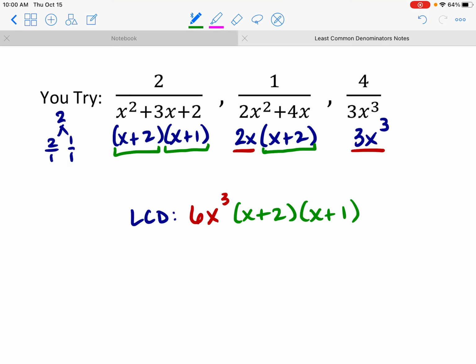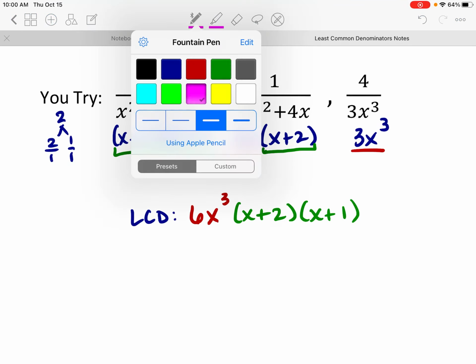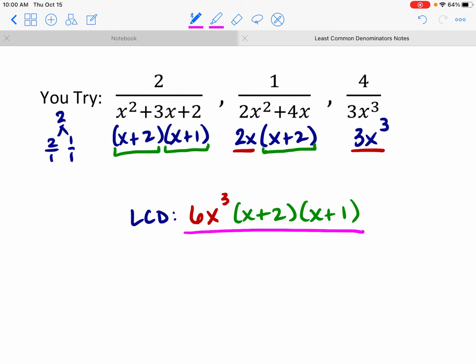Now just to clarify, just to make sure that we're understanding when we're finding this common denominator, remember, this common denominator has to be divisible by each of the denominators above. So if I try to divide this by the first denominator, which is x plus 2 and x plus 1, is it going to divide in? Yes, those will divide in. Not an issue.